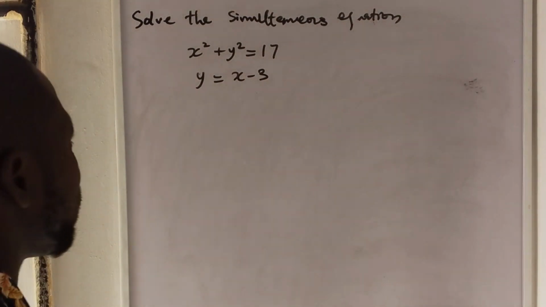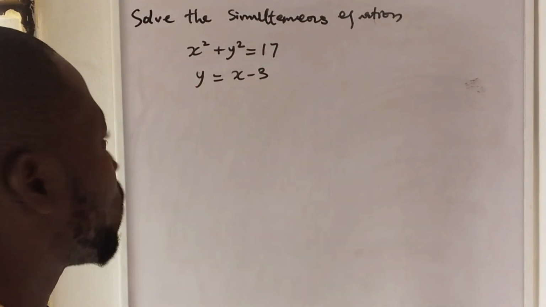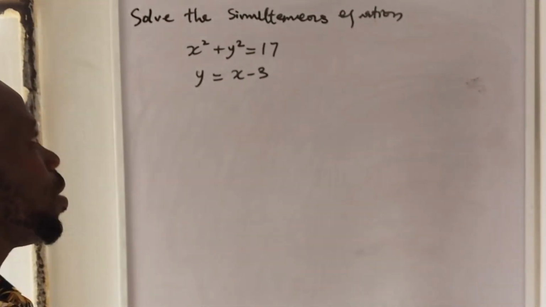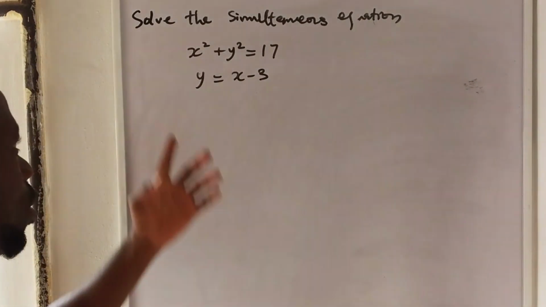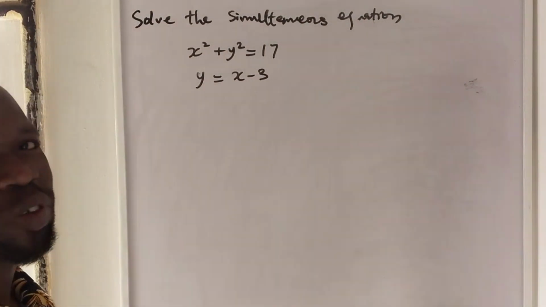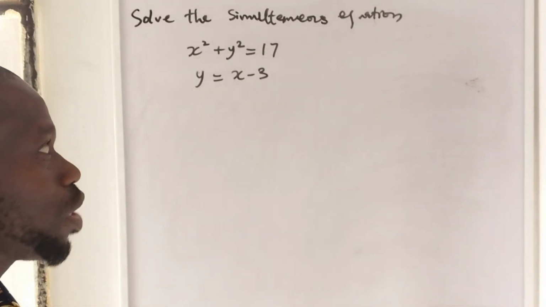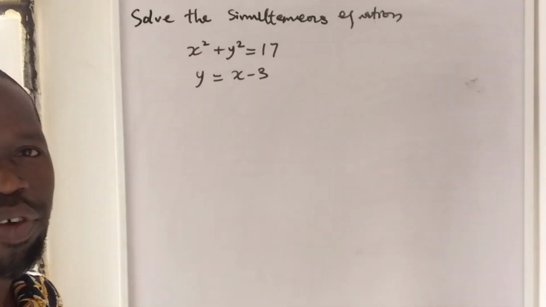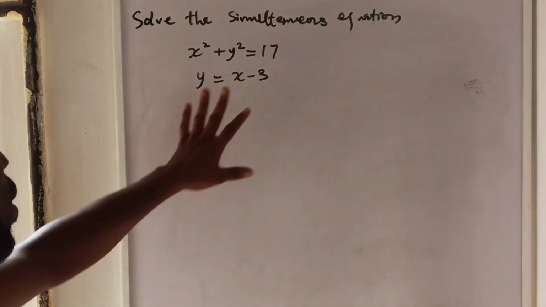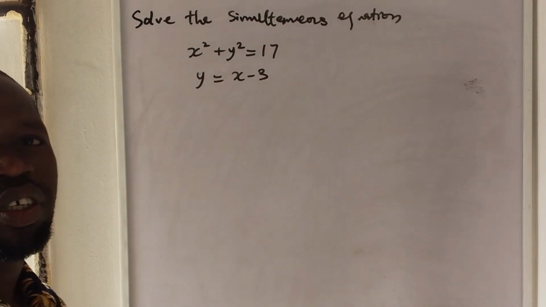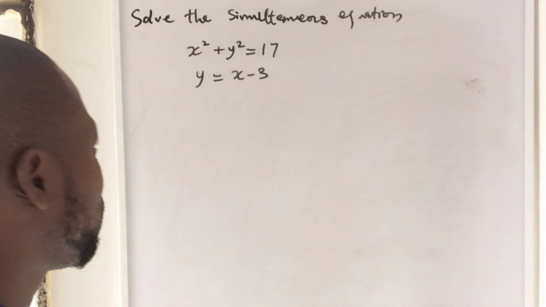All right, solve the simultaneous equation x squared plus y squared is equal to 17, y is equal to x minus 3. When you're asked to solve an equation like this, we are supposed to just find the value of x and the value of y. And this is a quadratic simultaneous equation.